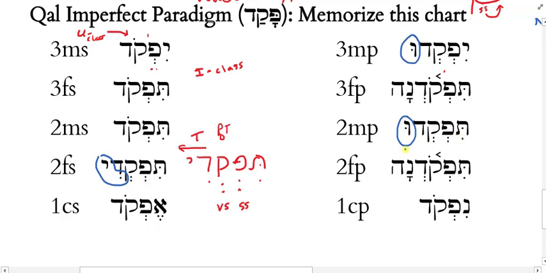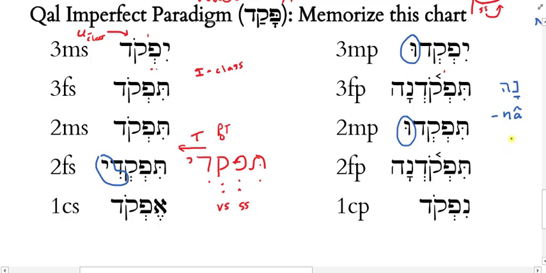Now, sometimes my students want to say five here because they see the qamets hey at the end of the 3FP and the 2FP ending. But remember, the ending is not qamets hey. The ending is nun qamets hey. Okay? And if I were to transliterate it, it would look like "na," like that. That ending begins with a consonant, not with a vowel. It ends with a vowel, but the ending begins with a consonant. So that is not a vocalic ending.